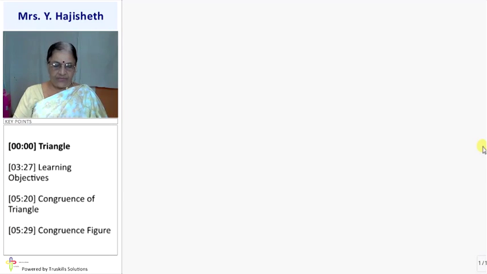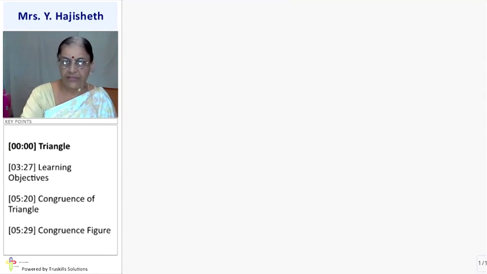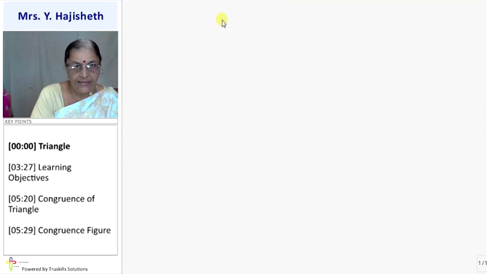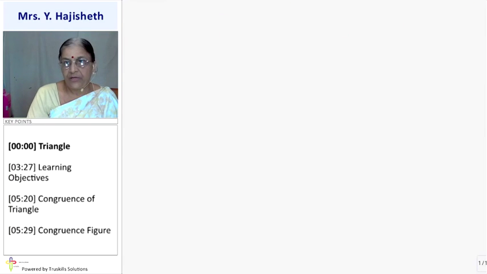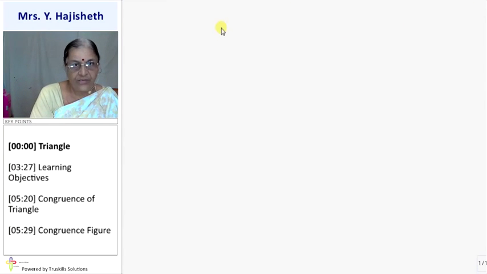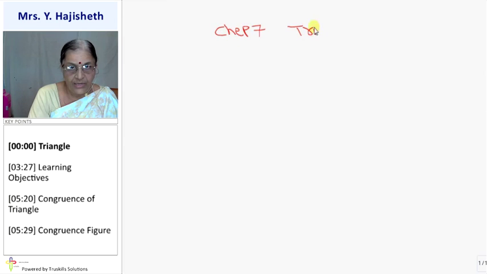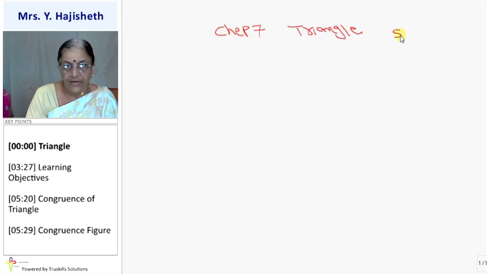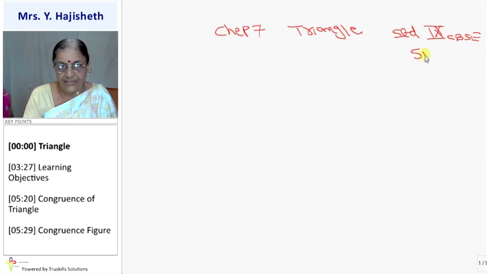Now see, today we will start chapter number 7 of standard 9 CBSE. The name of the chapter is Triangle. Subject Maths, okay?